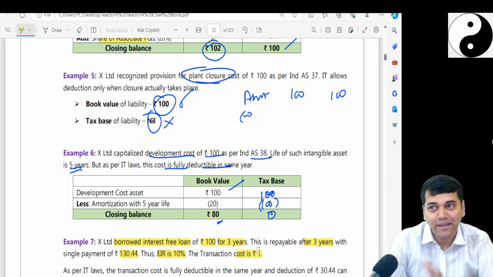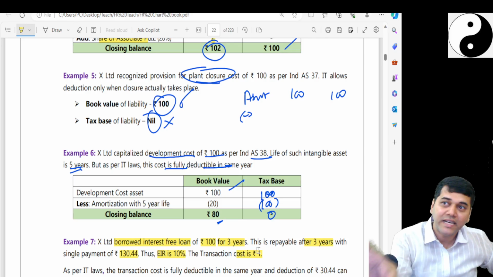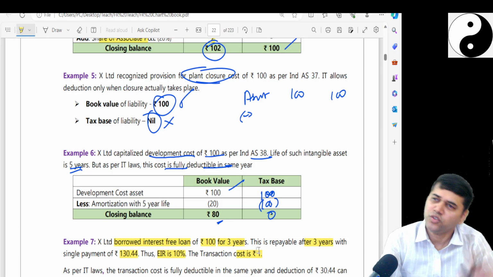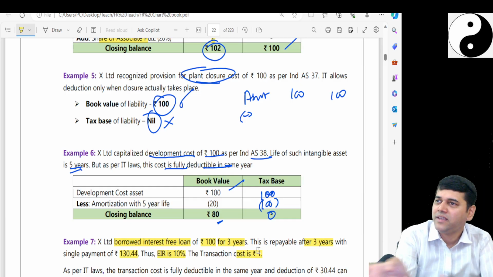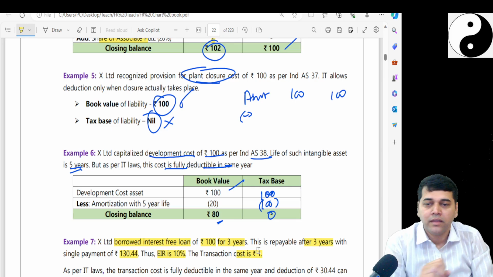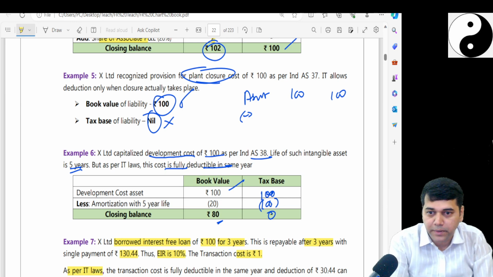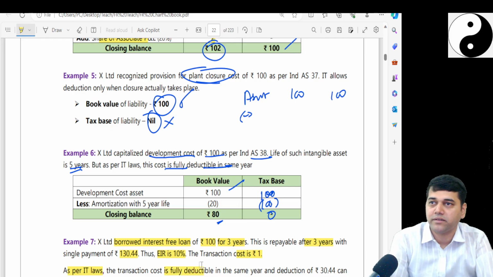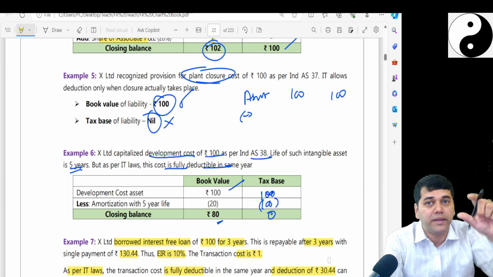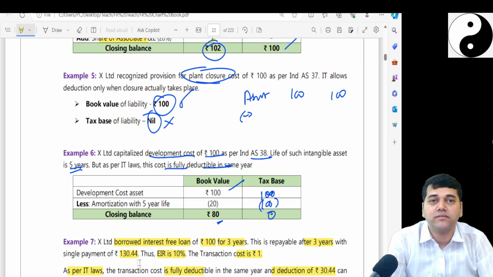Nice, no? Like this you get their application later, students. If you don't read that, you'll never appreciate it when it comes in deferred tax. So many places you'll come across this: OCI, recycling, and the tax implication of that recycling. Now, income tax says, whatever transaction cost you paid is fully deductible in the same year. And the deduction of 30.44, what is this 30.44? Interest, no? You claim it when you repay it.